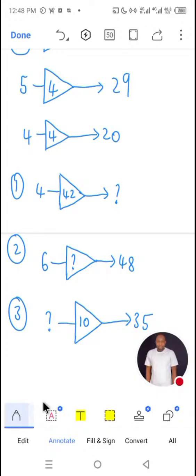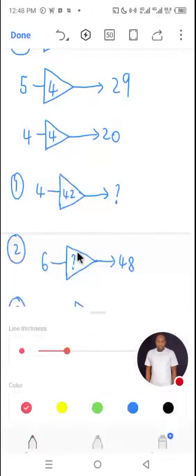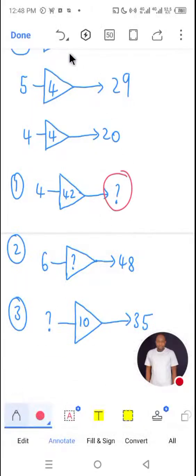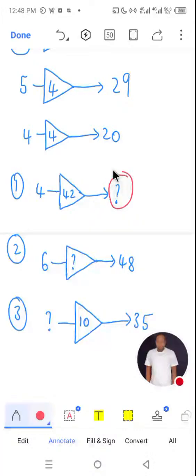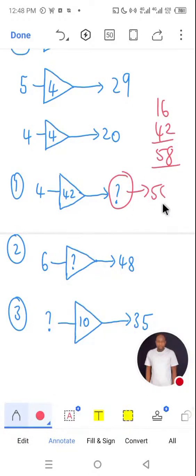Who can give me the answer to number 1? There's a question mark here. So what's going to be the answer here? Anybody? 58. Okay, if you square 4, you get 16. 16 plus 42 is 58. Oh, that's beautiful. So this is 58.